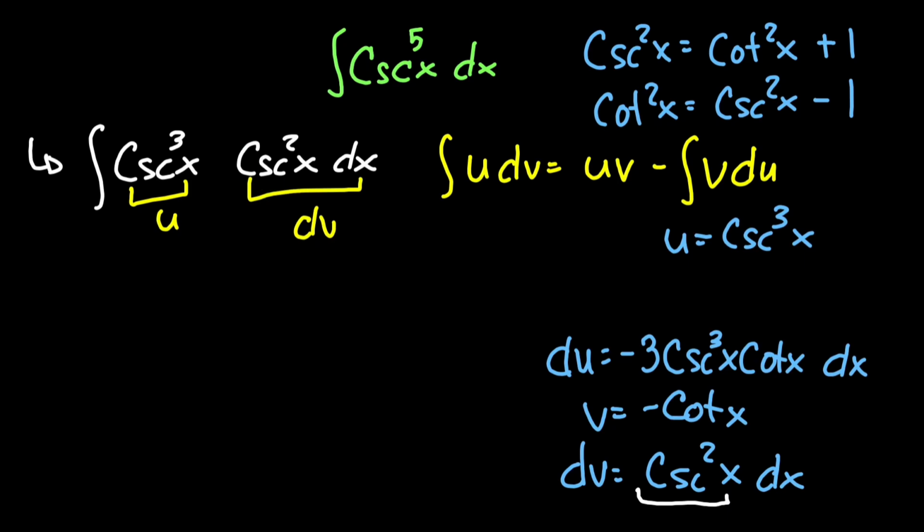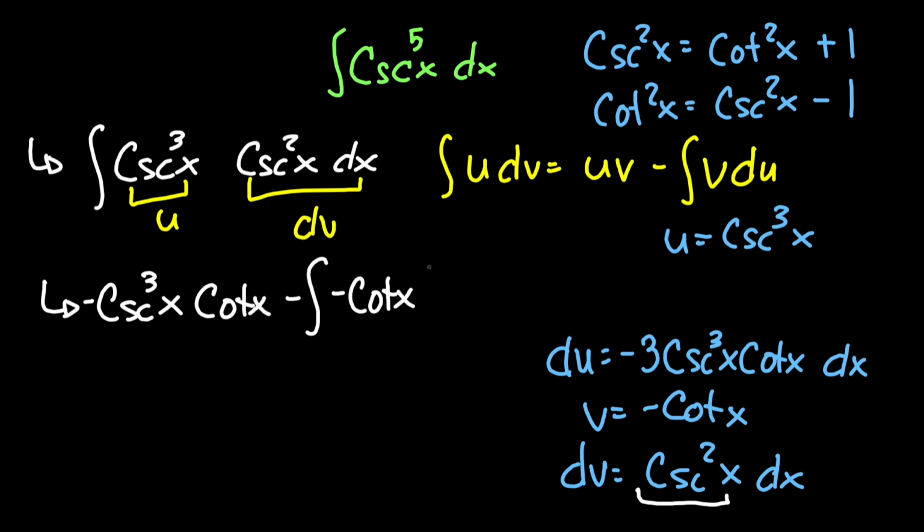Now that we have our values, let us now put it into this equation. U here is cosecant cube of x. V here would be equal to negative cotangent of x. So let's just put the minus here. Minus the integral of v, which would be equal to negative cotangent of x, and multiply this by du, which is negative 3 cosecant cube of x cotangent of x dx. The minus here would cancel.